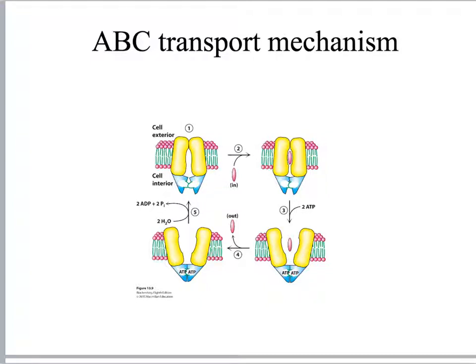So we have the cell in the unbound state open to the cell interior. Our substrate comes in and binds into that transmembrane portion. Then we have the binding after that of our ATP. That causes the conformational change. This causes release of substrate. We're going to hydrolyze this, and our inorganic phosphate and our ADP will be released. That's going to reset the protein overall, and it can take more substrate in.